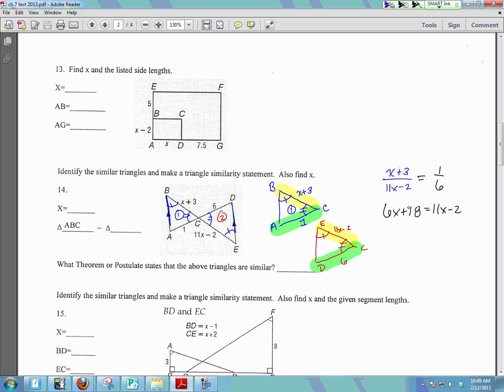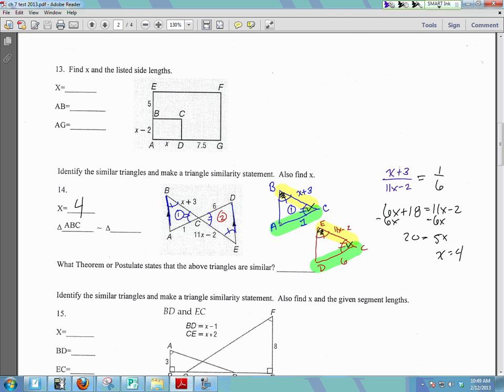I'll subtract 6x from both sides. So I get 5x here. Add 2 to both sides, I get 20. So x ends up being 4. So that's what we're looking for there. Now, another reason why I redrew these triangles so that they look like this now, because they're in the same orientation, I've got that angle matches up with that angle, and this angle here matches up with that angle there.